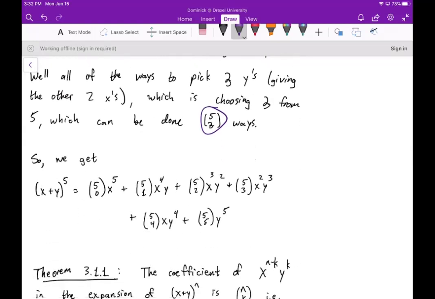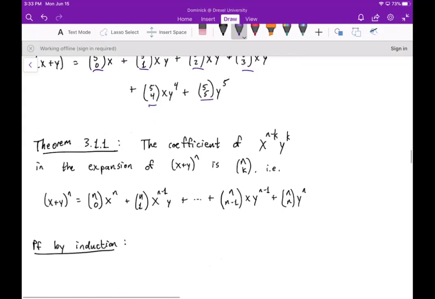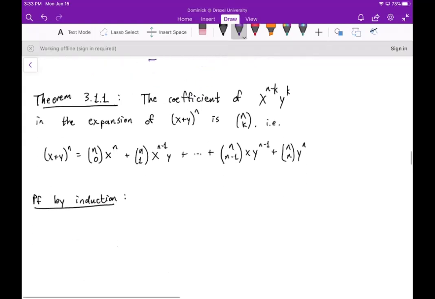So we get that each of these coefficients are just the binomial coefficients. So essentially, we can form a theorem that says that the coefficient of x to the n minus k, y to the k in the expansion of x plus y to the n is n choose k. So x plus y to the n is given by this formula here. We just increase for our binomial coefficients.